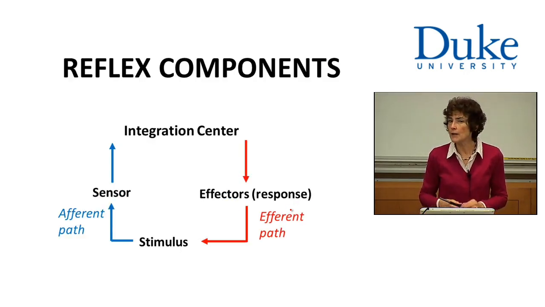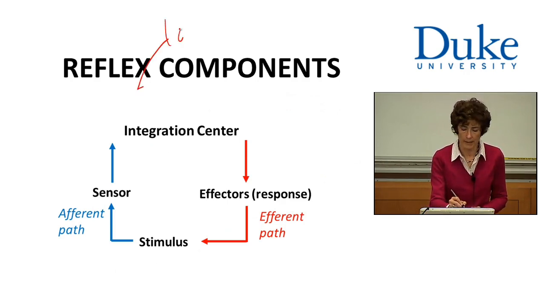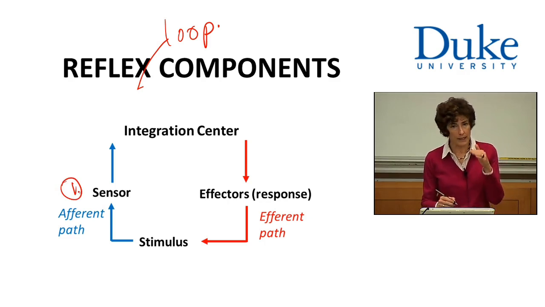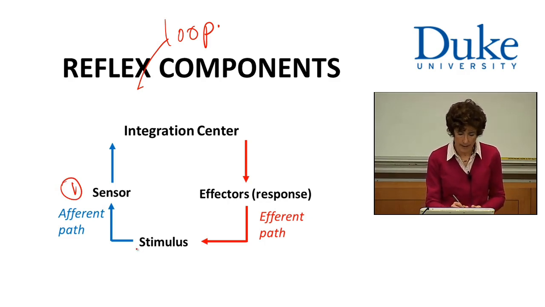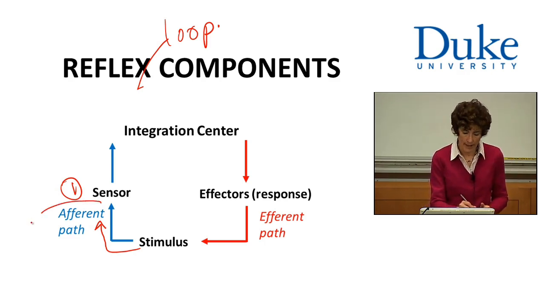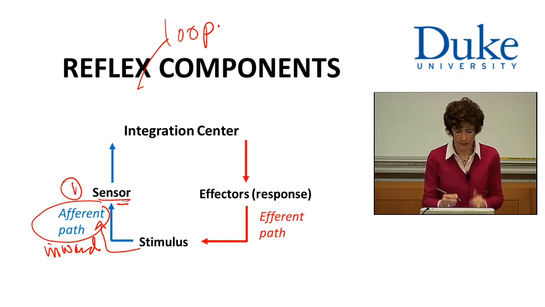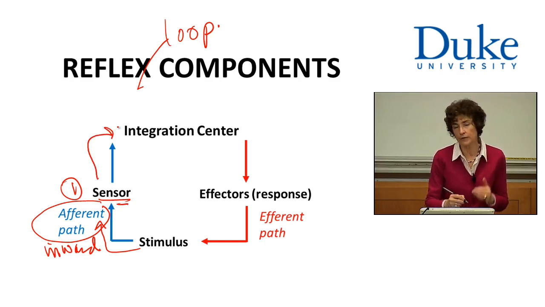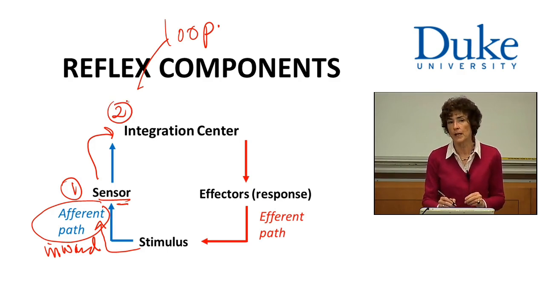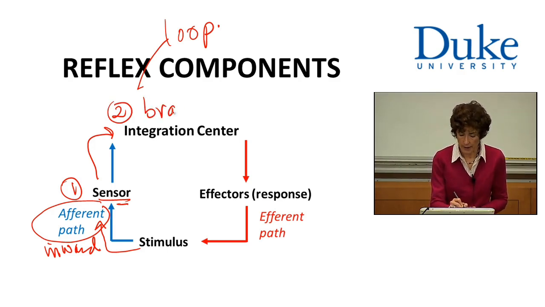So if you recall, the last time we met, we said that the reflex loops had specifically 3 components. The first was a sensor that recognizes the stimulus. So we have some kind of an input which is coming into the body. This is called an afferent path. It's an inward path to the body. And this sensor detects that specific signal and then sends that information to the integration center, which is the second component in the loop. And that's going to be usually the brain.